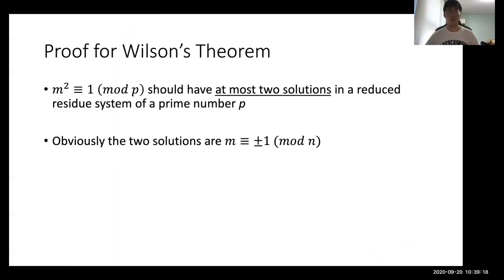So let's move on to the proof of Wilson's theorem. Let's make a congruent equation: m squared is congruent to 1 in modulus p. That should have at most 2 solutions in a reduced residue system of a prime number p, because it's a quadratic congruent equation. And obviously we can see that the 2 solutions are plus minus 1, because 1 squared is 1 and minus 1 squared is 1. So we already know what the 2 solutions will be.